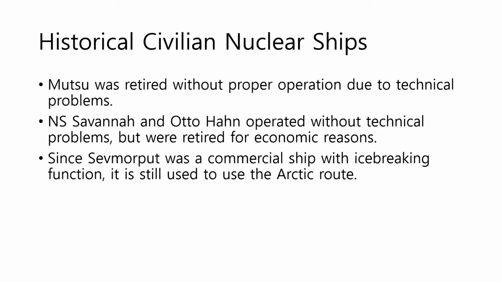The Mutsu was retired without operation due to technical problems. The NS Savannah and Otto Hahn operated without technical problems, but they were retired for economic reasons. They could not afford the nuclear fuel cost, and diesel is much cheaper than nuclear fuel. And the last one, the Sevmorput, is a commercial ship with an ice-breaking function, so it is still used on the Arctic route going to the northern sea of Russia.